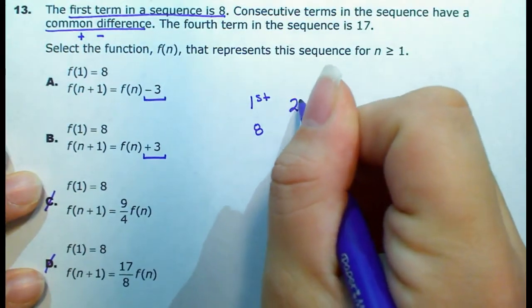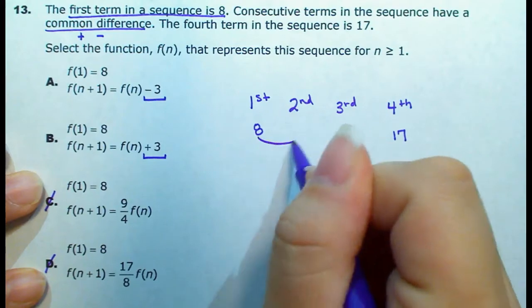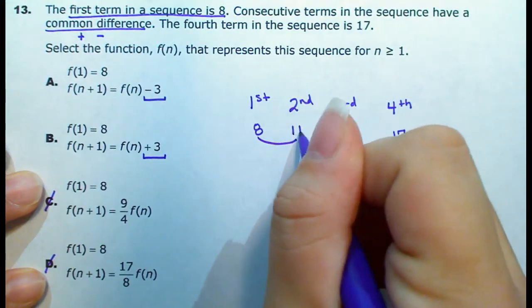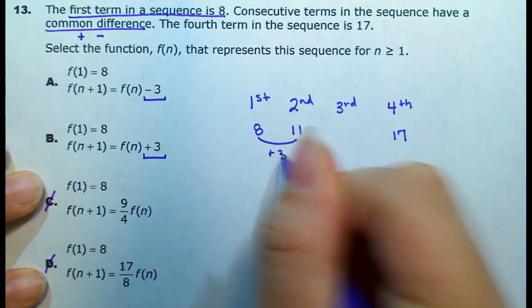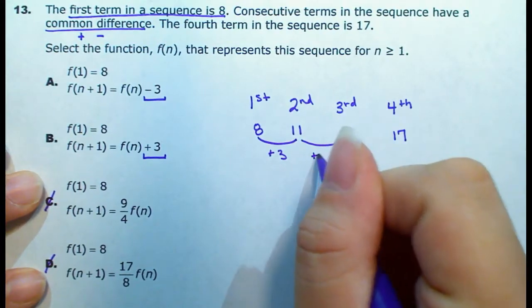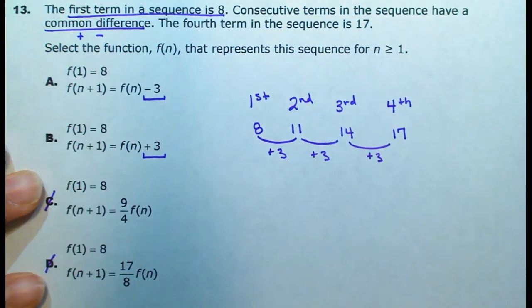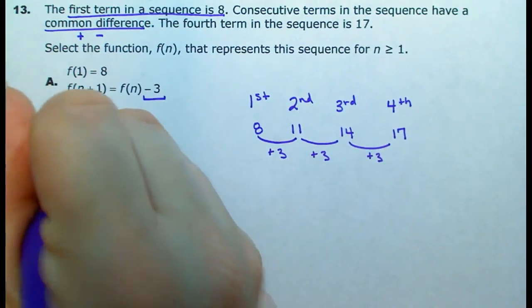We have our second term here, and we have our third term here. So if I add 3, that's going to give me 11. If I add 3 again, that's going to give me 14. And if I add 3 to get to the next term, that's going to give me 17. So B is the correct answer.